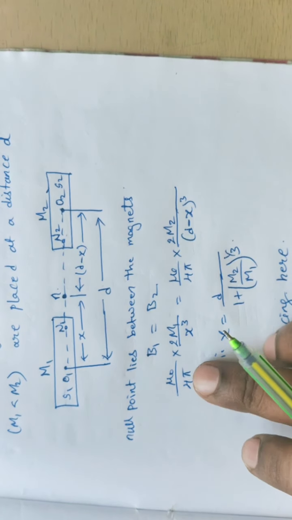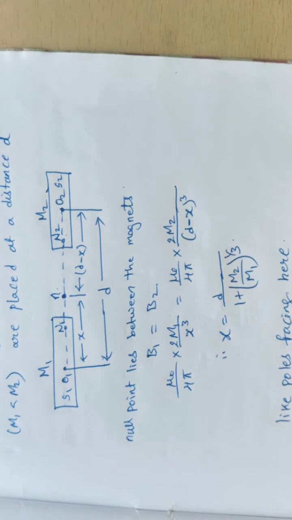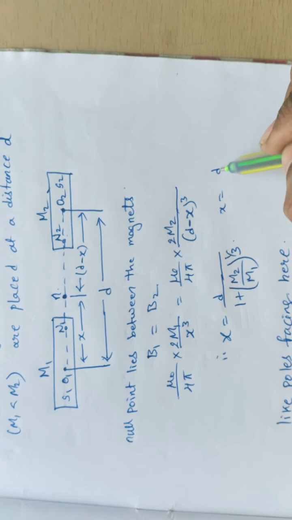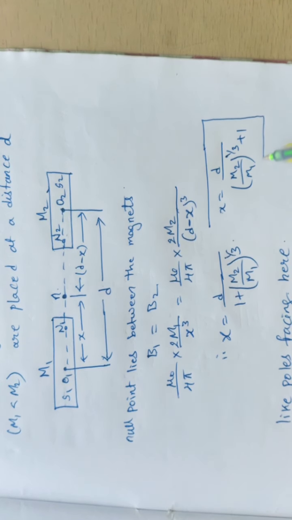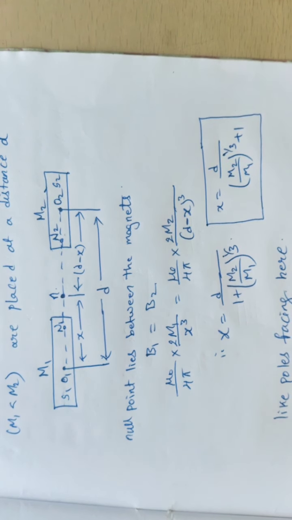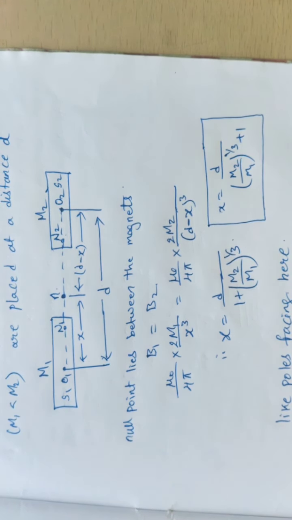On simplification, mu naught by 4 pi cancels on both sides. Then finally x value is equal to d divided by 1 plus (m2 by m1) whole power 1 by 3, or we can also write x equal to d divided by (m2 by m1) whole power 1 by 3 plus 1. This is for the condition where like poles face each other. Next, we are ready to discuss unlike poles facing each other. One more case we will discuss now.